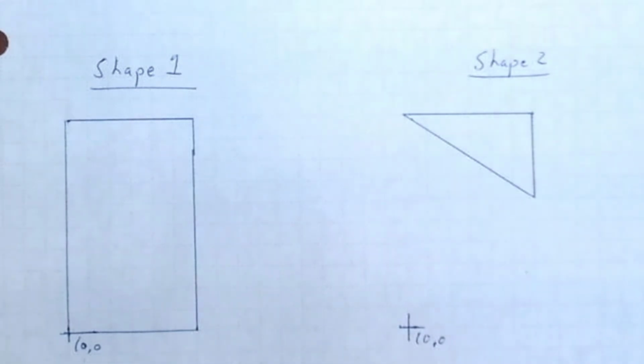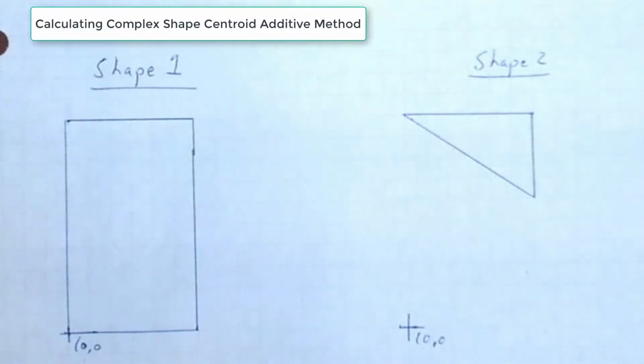Okay, so as you can see here, I've redrawn shape 1 and shape 2 relative to their 0, 0. So now the next step would be to calculate x bar, y bar, and the area of shape 1 and 2. Shape 1 should be pretty simple for you, very similar to what we've done in the first video. If you haven't seen the first video, I'll link it here. You can go back and watch the first video.